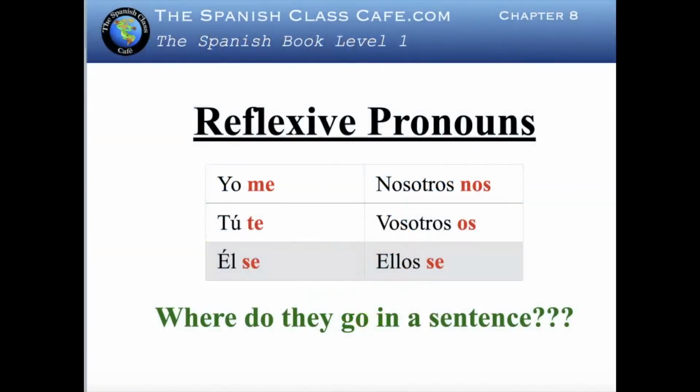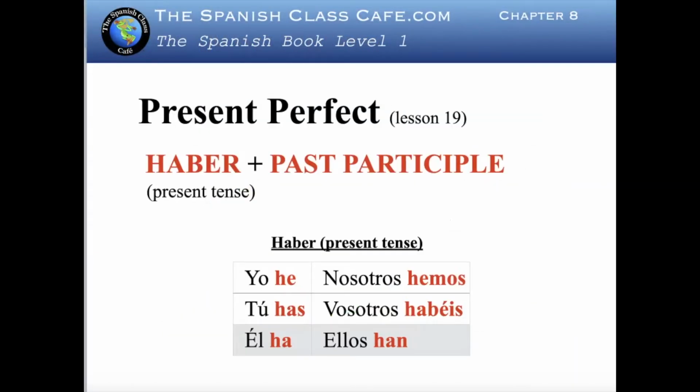We are going to start with the sentences from the present perfect. That's the lesson from last week, lesson 19. Let me remind you how we build the present perfect. Remember, the present perfect is built with haber plus a past participle. And haber in present tense is yo he, tú has, él ha, nosotros hemos, vosotros habéis, ellos han.